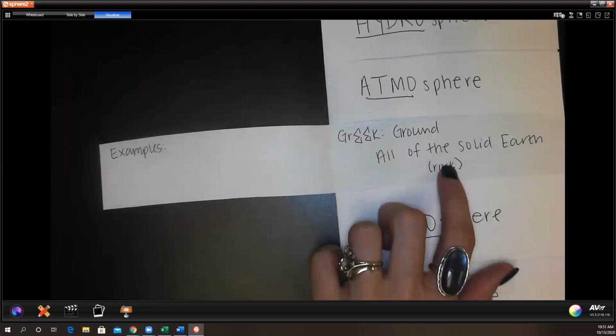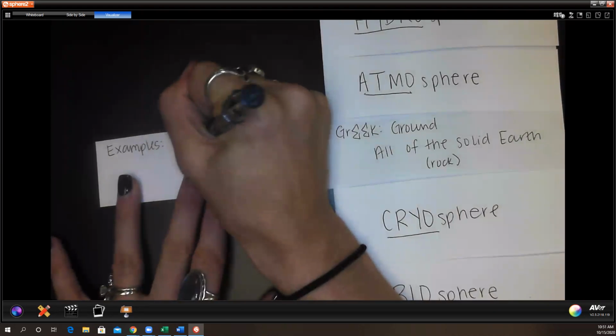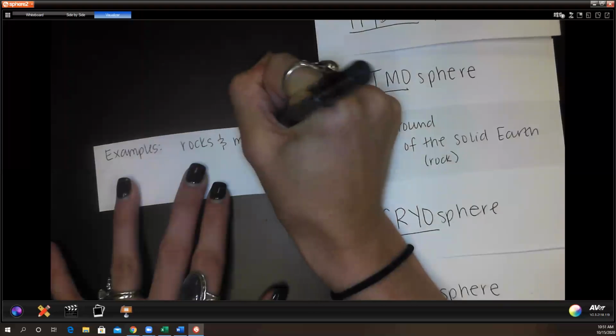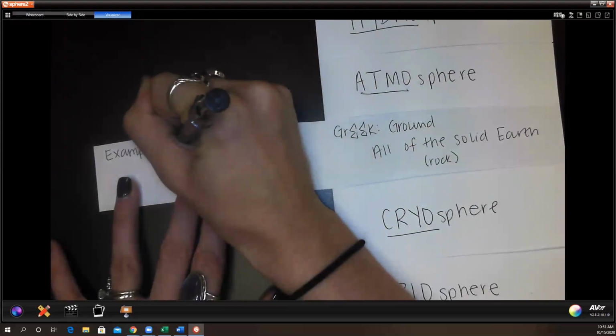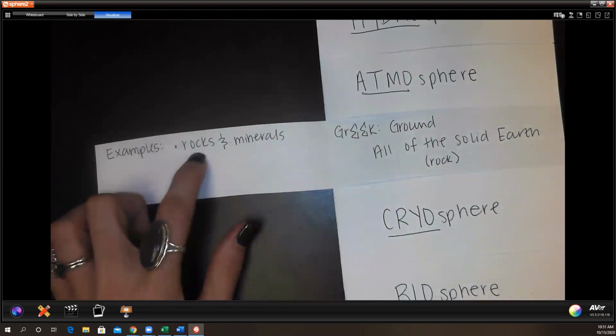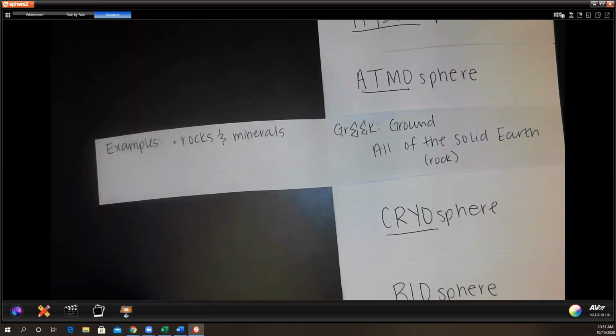Now, we already put one example of what belongs in the geosphere. We said rocks and minerals. But what else did they say? There's something else that goes with rock. What is broken down rock called? Sand and soil. Sand and soil are both called sediment, right?